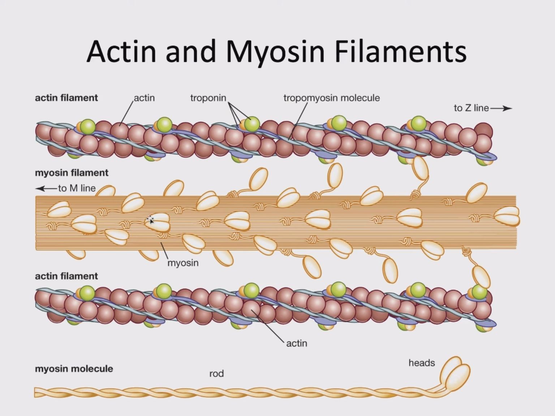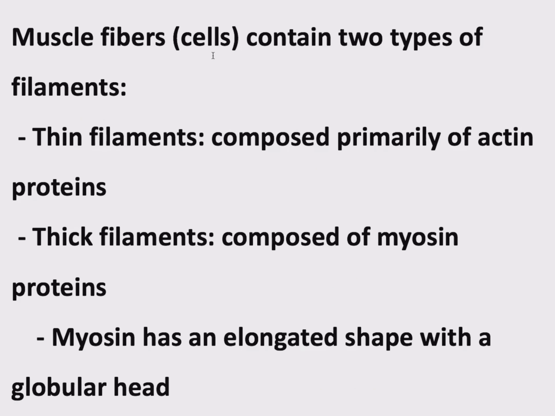We should know just the terminology of these two filaments. Muscle fibers, which are muscle cells, contain two types of filaments: thin filaments, made primarily of actin proteins, and thick filaments, made of myosin proteins. And you should know myosin has an elongated shape with a globular head.